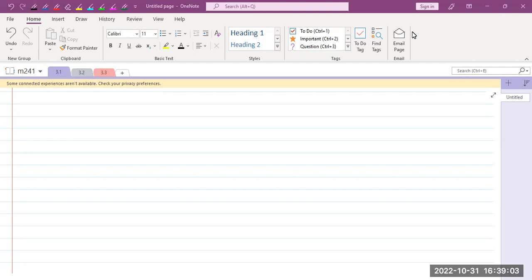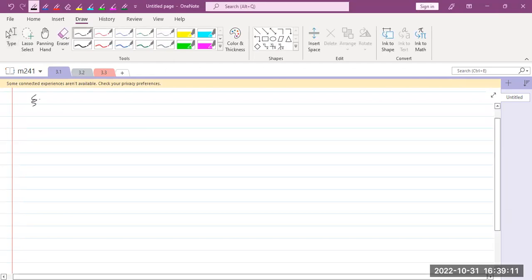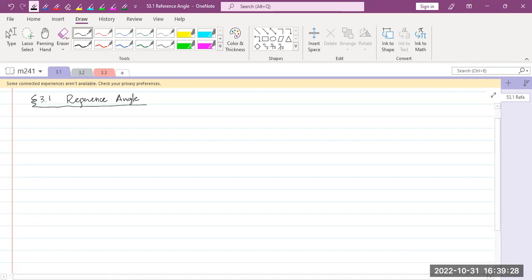Now, today we'll cover two sections, 3.1 and 3.2. Section 3.1 is on reference angle. Reference angle. Now, let's start with some definition.